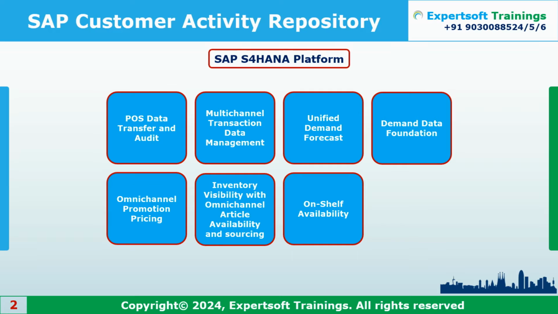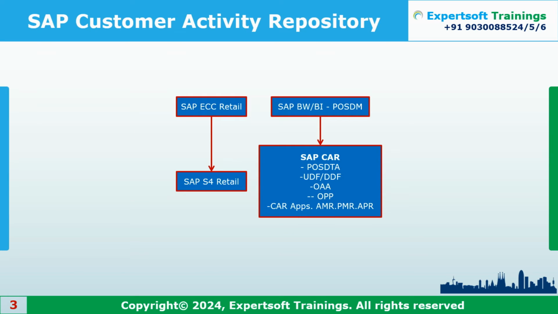So essentially, from an architectural point of view, this is how it looks. You have your ECC. I mean, this is how it historically happened. ECC retail, now we call it S4 HANA retail, SAP S4 retail, and the POS DM, which earlier we used to call POS data management. Now we call it SAP CAR. SAP CAR is not only doing POS DTA. In addition to that, it is doing UDF, OA, OPP, all that we discussed.